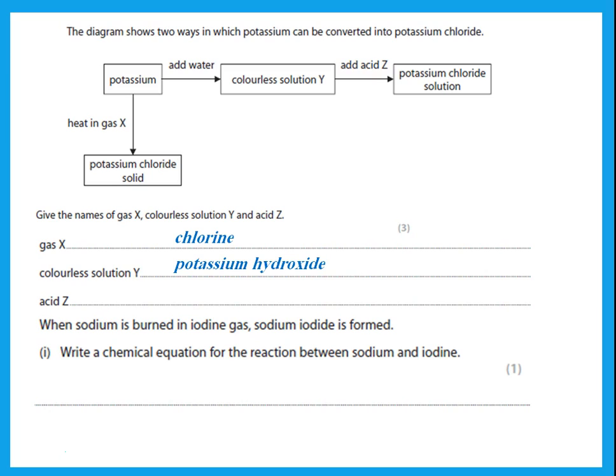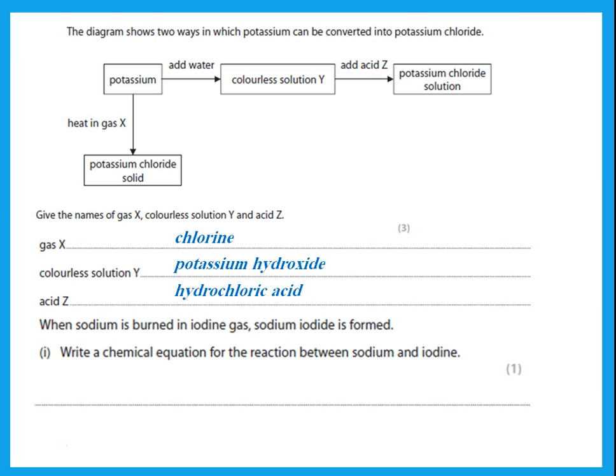And then this potassium hydroxide, he wants to react it with an acid to form potassium chloride. Which acid should I add to potassium hydroxide to form potassium chloride? Hydrochloric acid, the acid that has chlorine in it. And notice that the question said, give the names of these, so I have to write the names. You shouldn't write the formulas, and if you do decide to write formula, please write the correct formula. But if he says name, give him name.